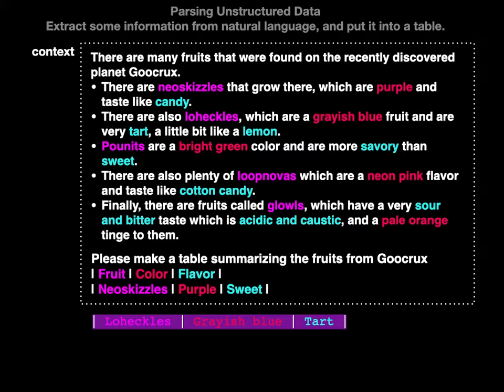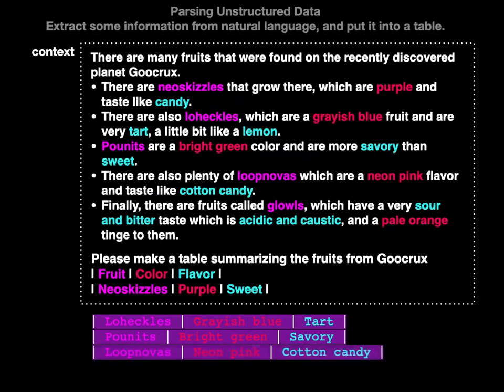Lohekels is the second one. We know they're grayish-blue color, and they are very tart. It skips the part about lemon, which is fine. Ponets are bright green color, okay? And it picked savory because it's more savory than sweet. Interesting. There are plenty of loopnovas, which are neon pink flavor.